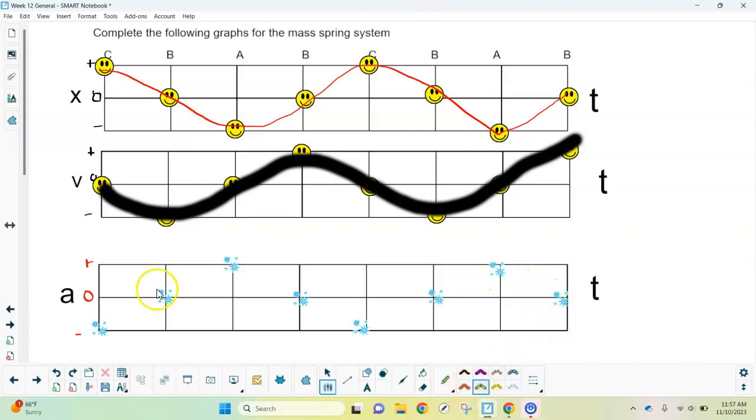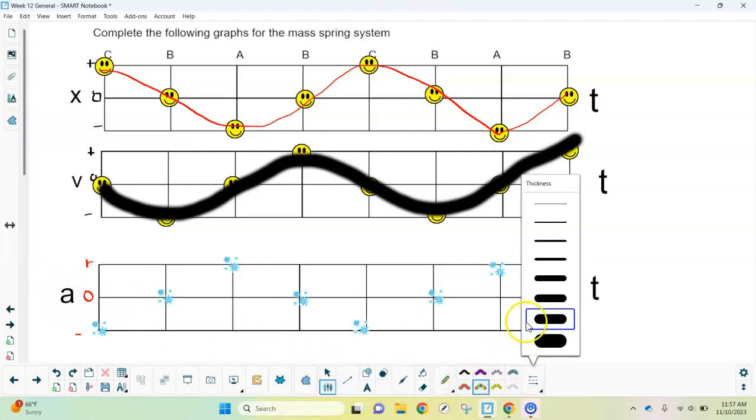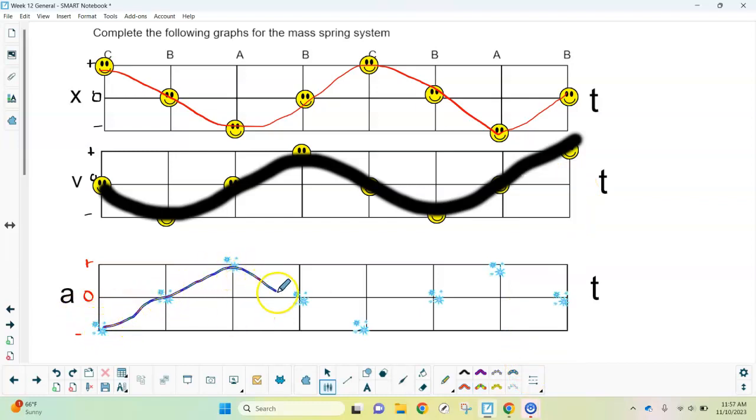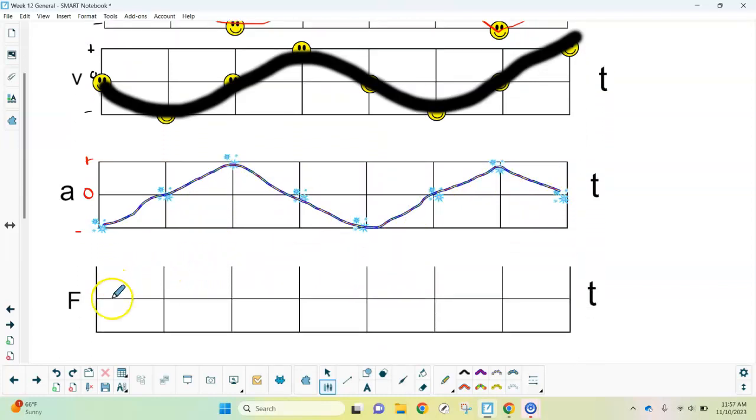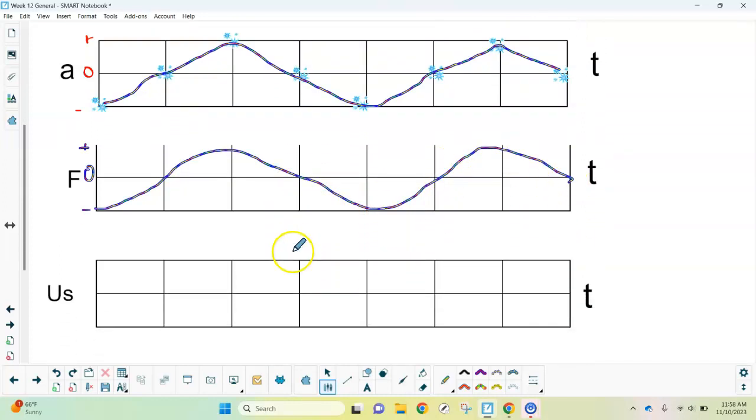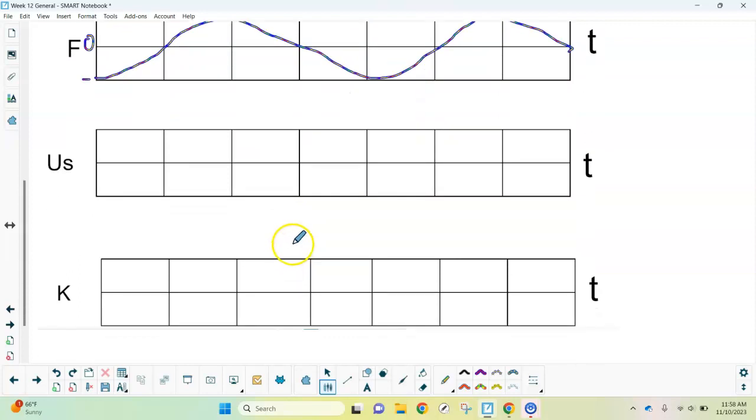And I could graph that out. So it's a little bit thinner compared to the last one. So it's going kind of like this kind of graph. And again, these are all sine or cosine curves of some sort. The force is exactly the same. So positive, 0, negative. Force is exactly the same as acceleration, because the only thing that's different is mass. So it's going to look like this. Come back. And then the potential energy and kinetic energy, those are a little bit different.